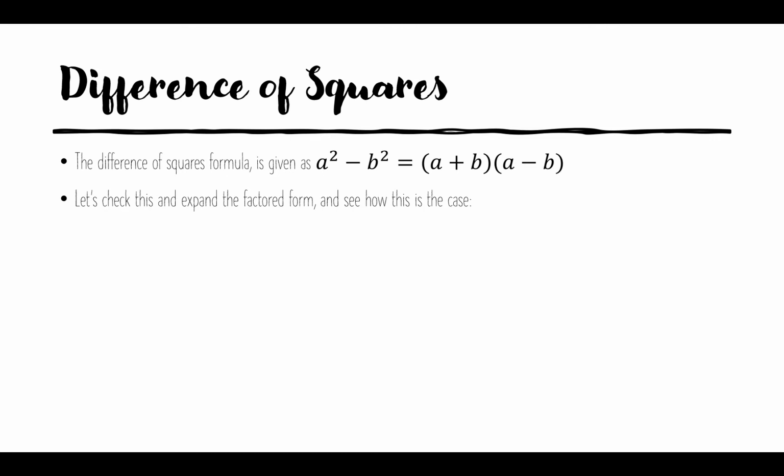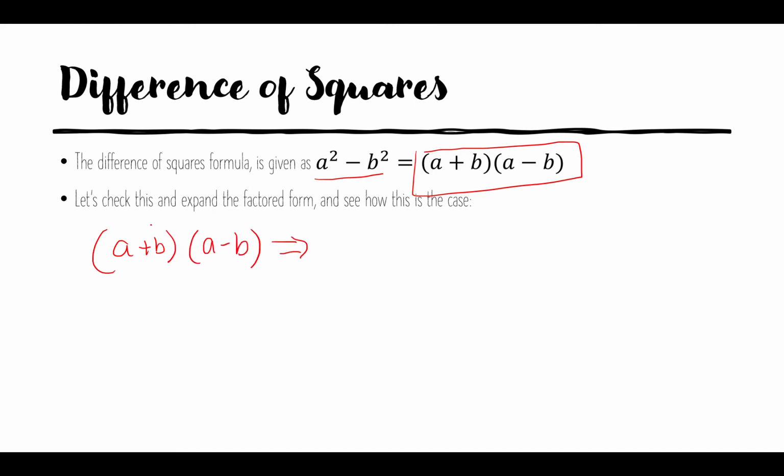So the difference of squares formula is given as a squared minus b squared is equal to a plus b times a minus b. Let's check this and expand the factored form right here and see how this is the case. So let's just do normal FOIL. So a plus b times a minus b.